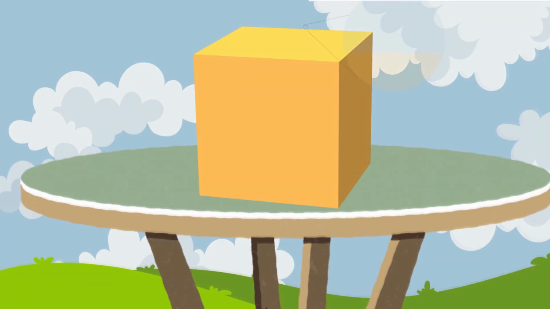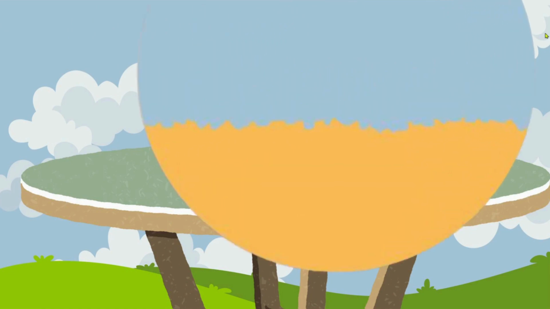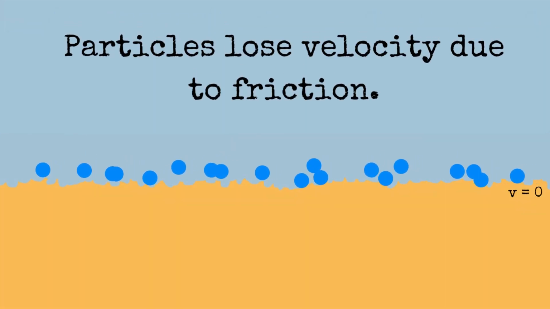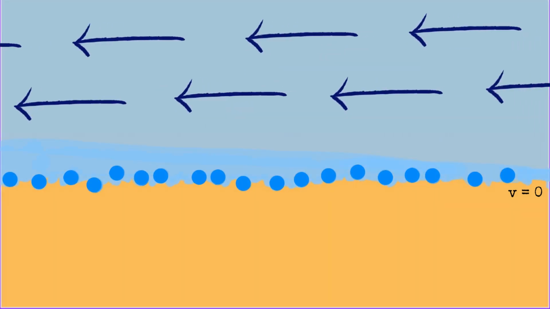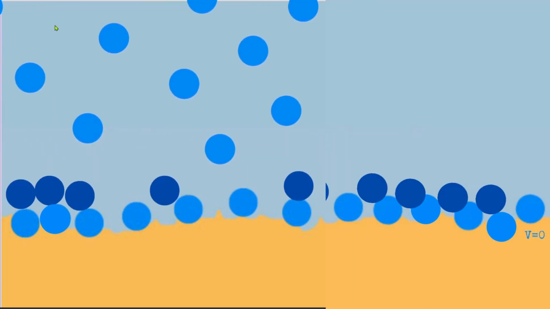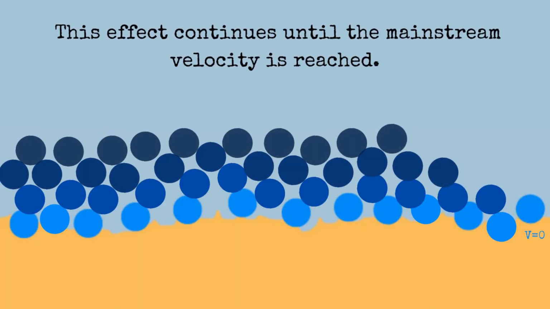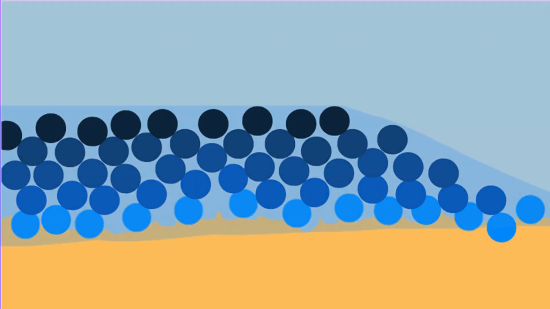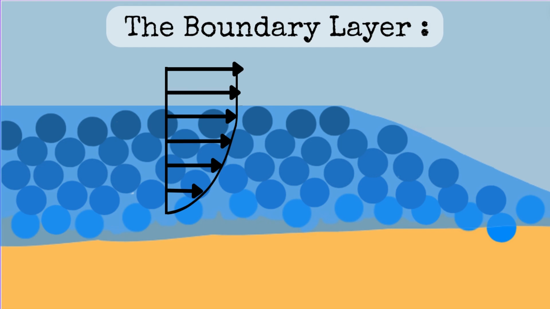This is because even the smoothest object surface has friction. This friction causes the particles of the fluid flowing over to cling to the surface and take on the object's velocity. The particles in the layer above the static layer collide with the still particles and lose some of their velocity. This effect continues until a layer of particles reaches 99% of the mainstream velocity. The region of these layers is called the boundary layer as a whole.